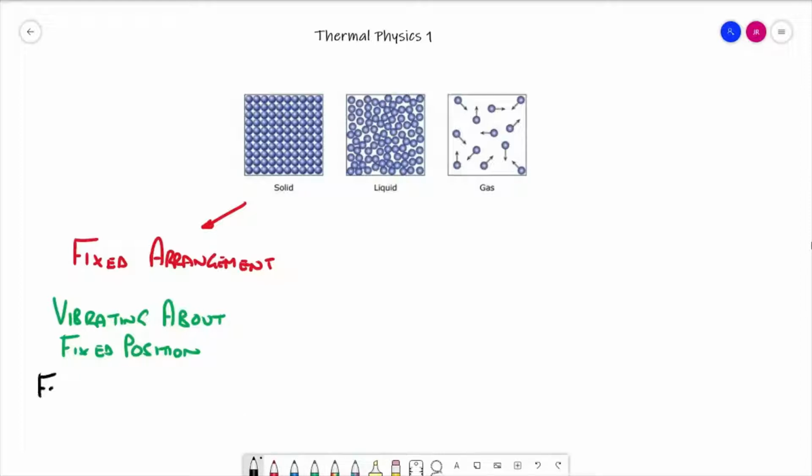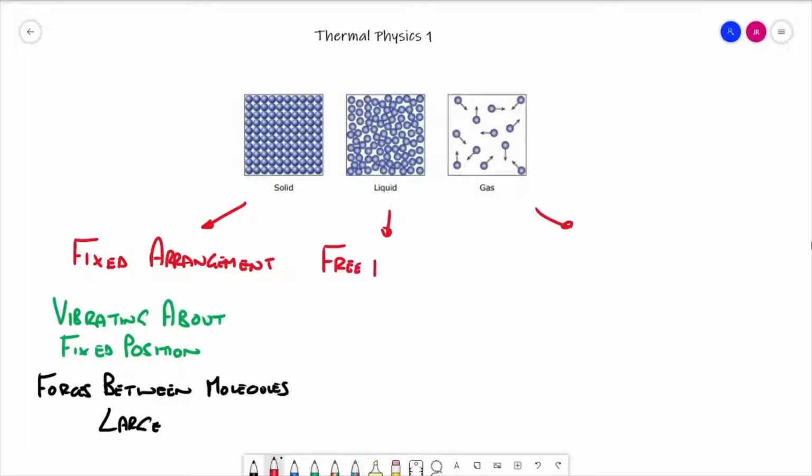Now we also know that the forces between the molecules are quite large in order to keep them in that fixed structure. When we come on to both liquids and gases then, the first thing that we know about liquids and gases is that they don't have that fixed arrangement anymore. Those molecules are free to move around. Okay, so free arrangements for both of them. Molecules are free to move.